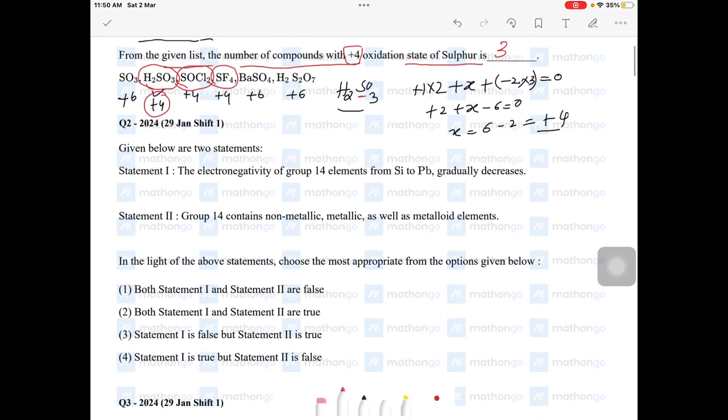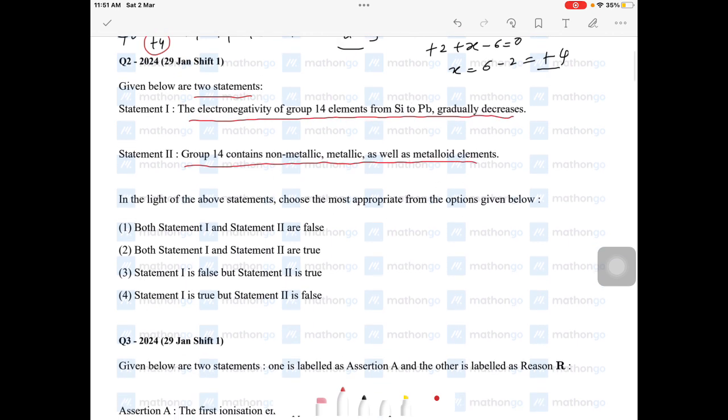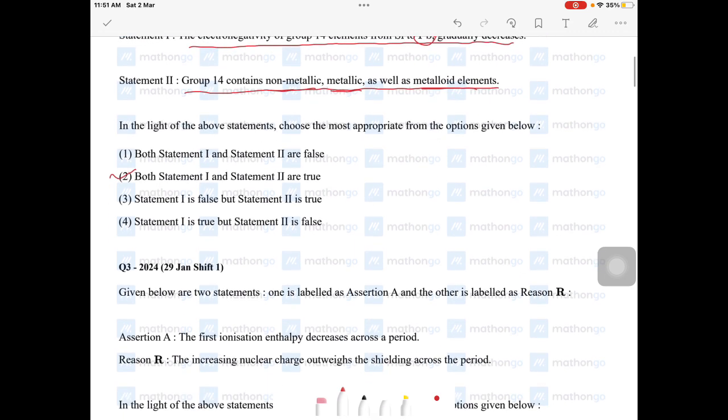Next question, given below are two statements. The electronegativity of group 14 elements from silicon to lead gradually decreases. Group 14 contains non-metallic, metallic as well as metalloids. So now lead is similar to a metal, so that's why electronegativity decreases. Both statement 1 and 2 are true. Why? Because group 14 elements contain non-metals, metals as well as metalloids.